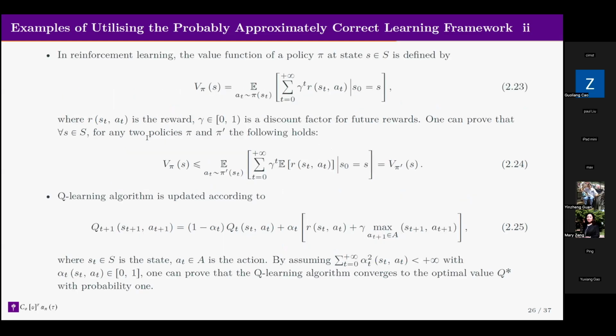And also using the same technique, for instance, you can also prove that in reinforcement learning, which is very popular since DeepSeek R1, you can always find a policy pi prime such that under this new policy, the value function of the reinforcement learning is better than the value function using the previous policy. And another example would be a special case of reinforcement learning, which is Q learning. So you can always prove that the Q eventually converges to the optimal value Q, which is the optimal solution using reinforcement learning.